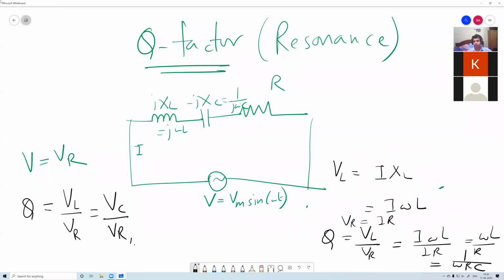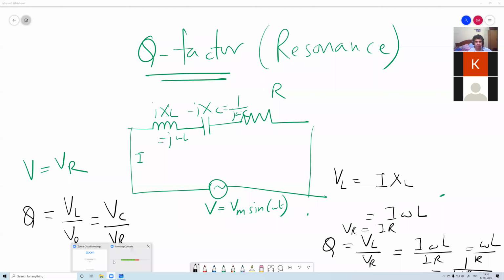Is it okay? So Q can be written in two ways. It is equal to omega L by R or 1 by omega RC. Correct? I'm writing it here. Q is equal to omega L by R, or 1 by omega RC. Now we are taking this at resonance. Note that omega is the resonance frequency of the circuit. Q comes into play only during resonance. Okay. So what is omega?